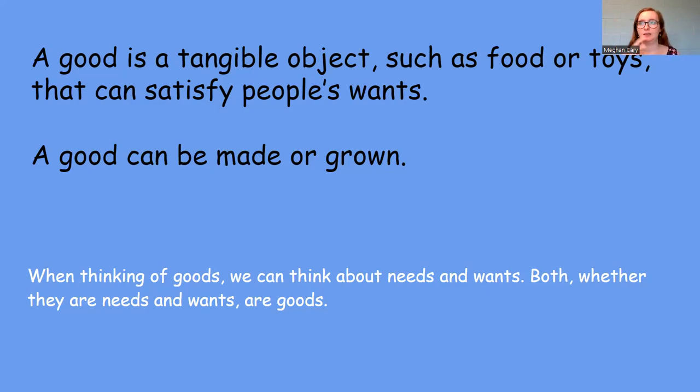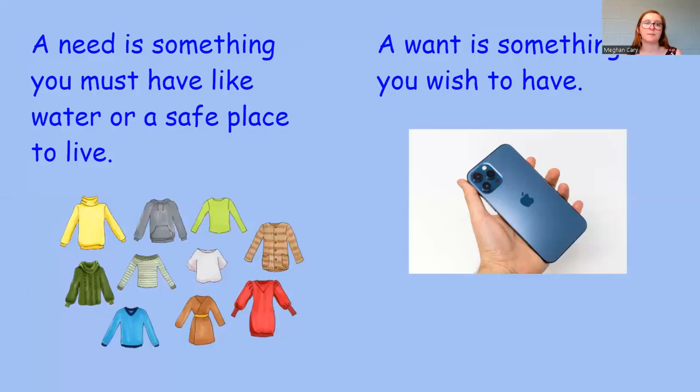So when thinking of goods, we think about needs and wants. Whether they are needs or wants, both are goods. A need is something we must have, like water or a safe place to live. And a want is something you wish to have. So I don't need an iPhone, okay? I have an Android and that's all right. But I want an iPhone. But I need clothing to wear to school and I need sunscreen to go outside on a hot summer day because it protects my skin.